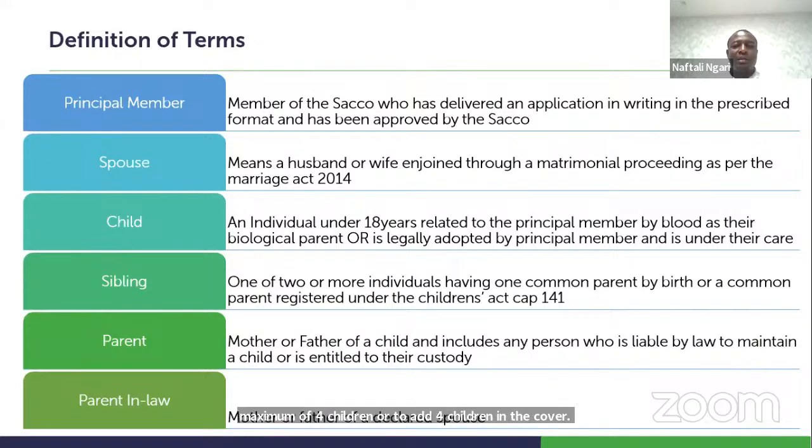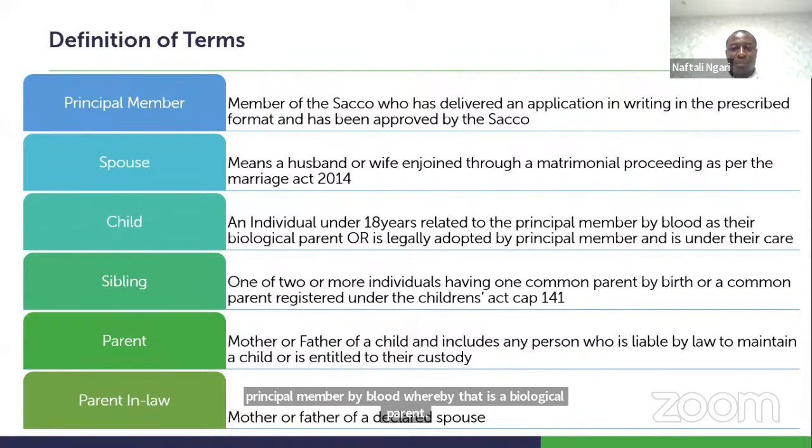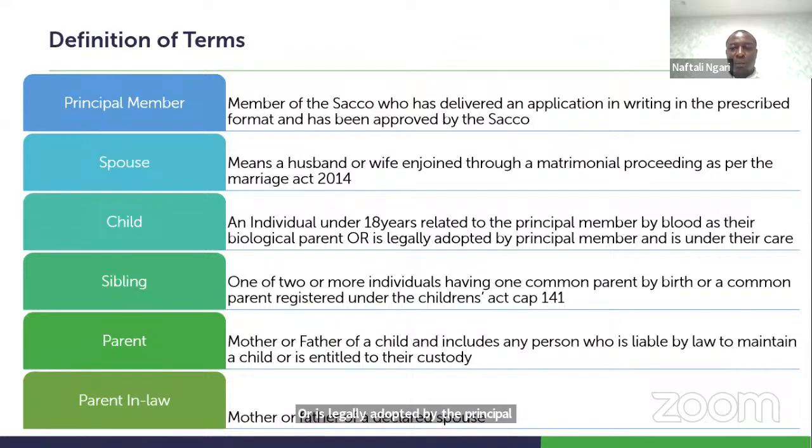And a child basically is any individual who is below 18 years of age, and can either be related to the principal member by blood, whereby that is a biological parent, or is legally adopted by the principal member. So for children, I know we're in the African setting, whereby we have people who take up maybe their relatives' children, and they bring them up as their own.